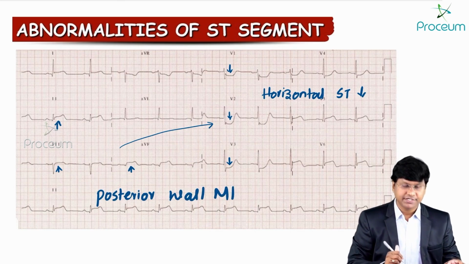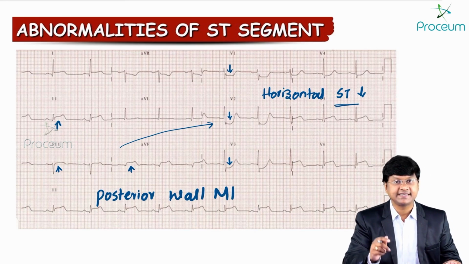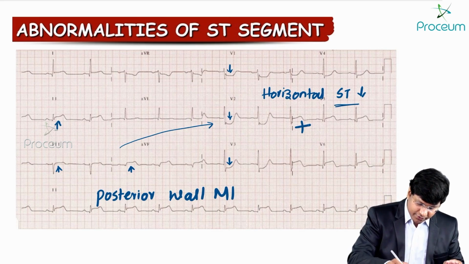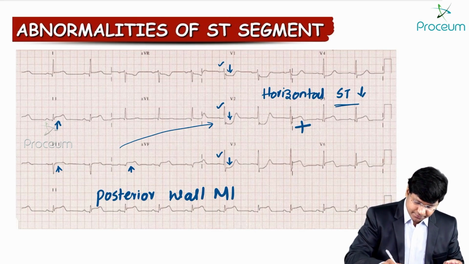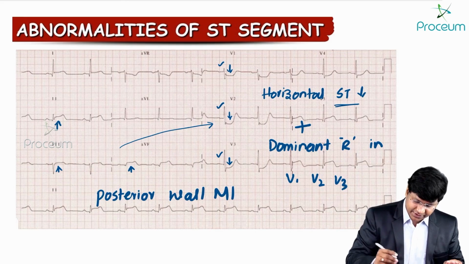So in posterior wall MI, what will be the ECG finding? They will have horizontal ST segment depression and along with that you have the presence of a dominant R wave in V1, V2 and V3.